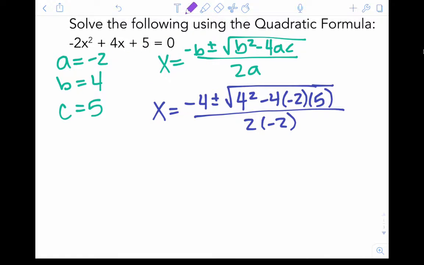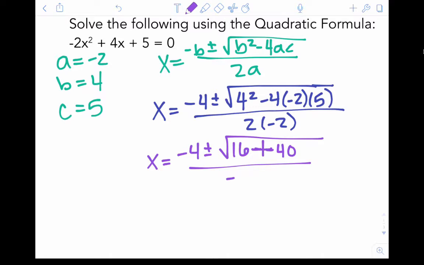So now that I'm going to simplify it, I need to work inside of the square root first, and I need to follow my order of operations. So I get x equals negative 4 plus or minus the square root. 4 squared is 16 minus, I can go ahead and do that multiplication. 4 times negative 2 is negative 8. Negative 8 times 5 is negative 40. If I'm looking at this, I see 16 minus negative 40. I know that minus a negative is actually a plus. And this is over negative 4.